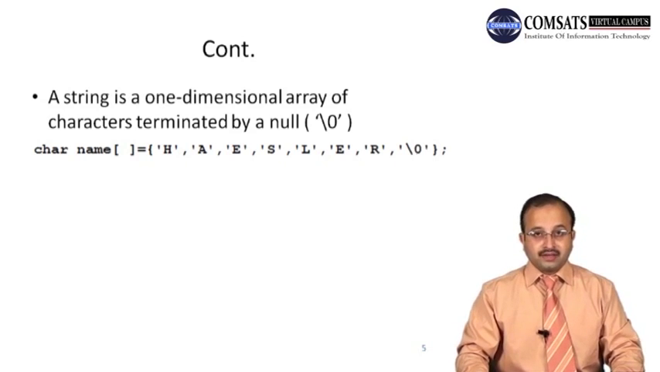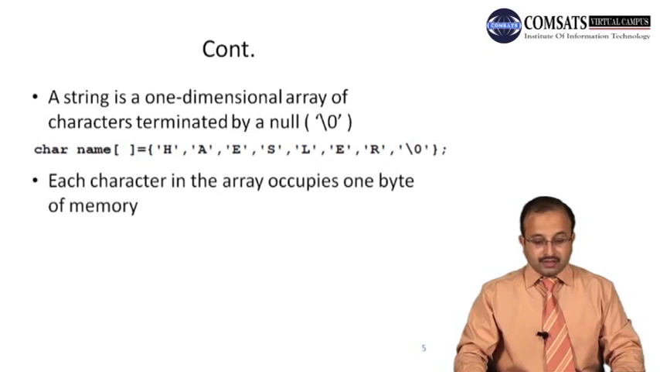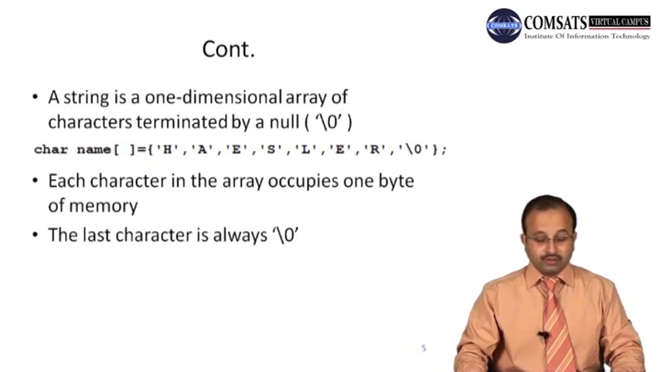bytes, 8 characters are stored in that string, and how much memory will be allocated? Each character takes 1 byte, so that means 8 bytes of memory will be allocated for the character array name or a string name. Each character in the array occupies 1 byte of memory. That is what we know. So the last character is always null. So string or character array in C has this speciality, and that makes it different from the integer or the float array, that a string or a character array always terminates at a null character.